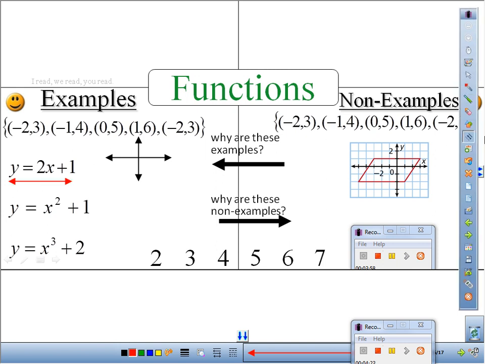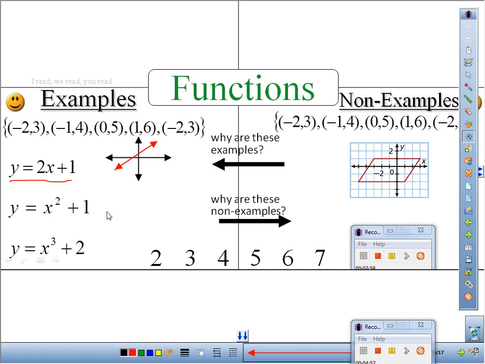If I was to graph this one, I'm going to graph that in red. Okay? So if I wanted to graph that in red right here, this function should look something like this. There it is. So this is this.